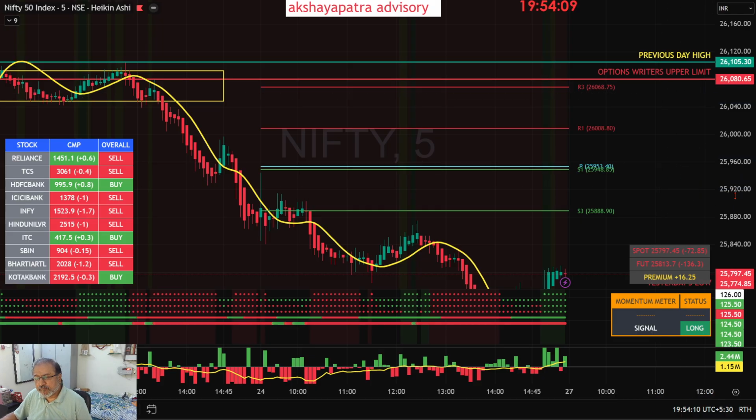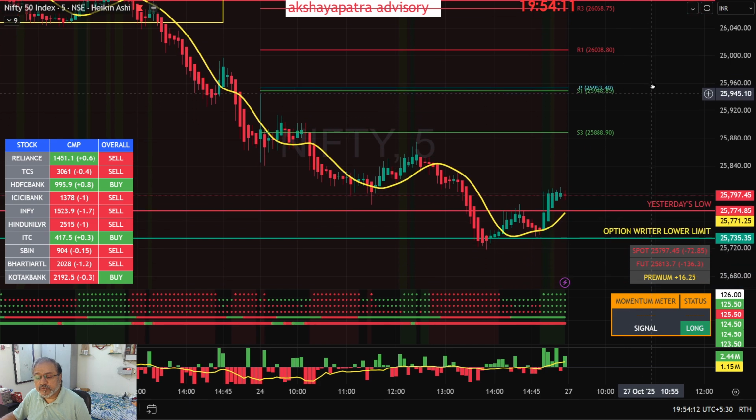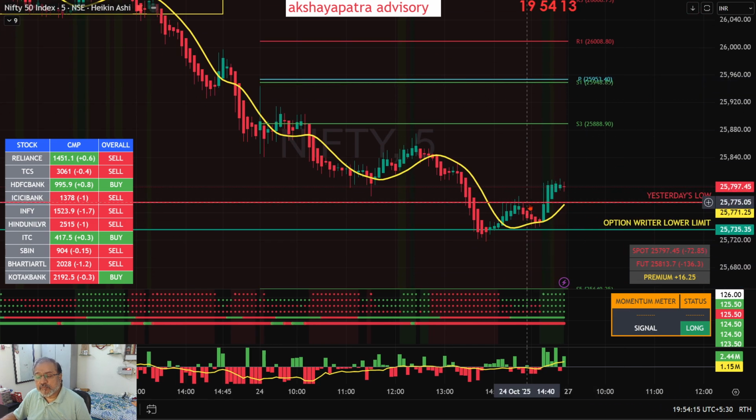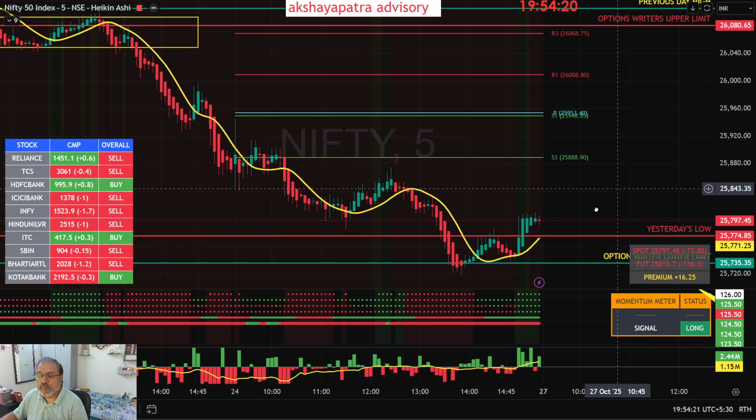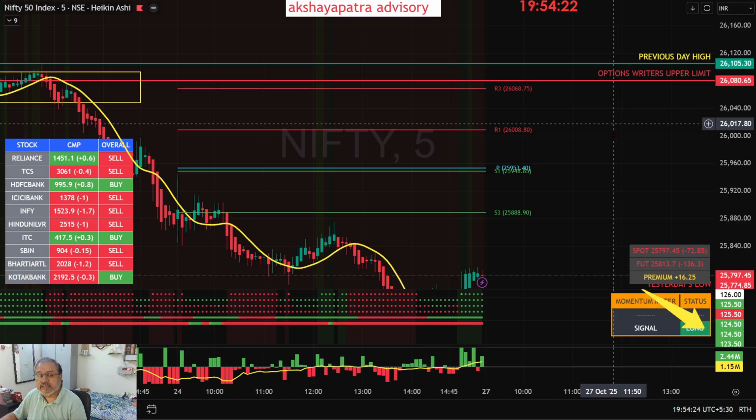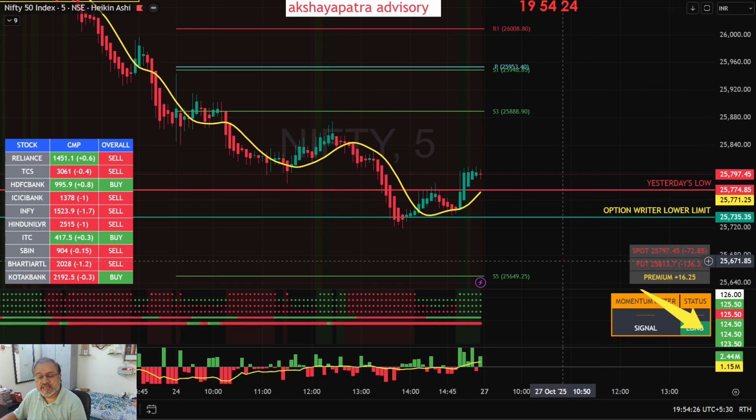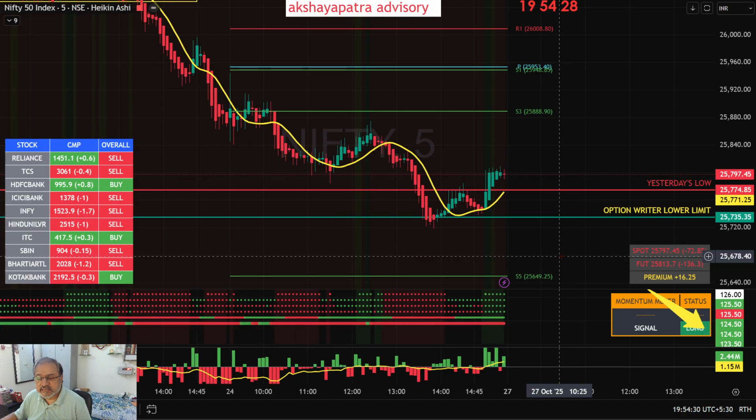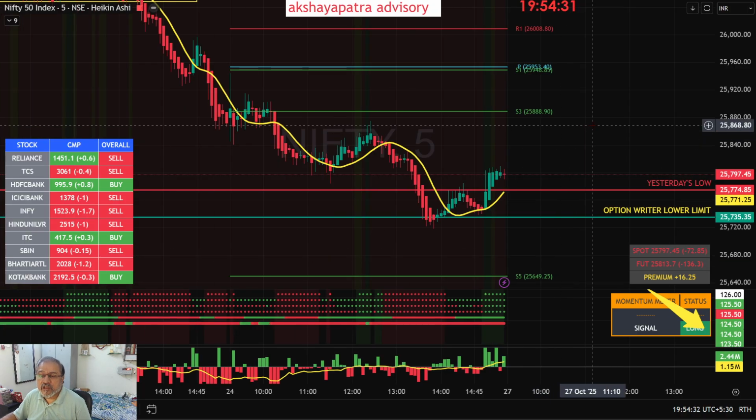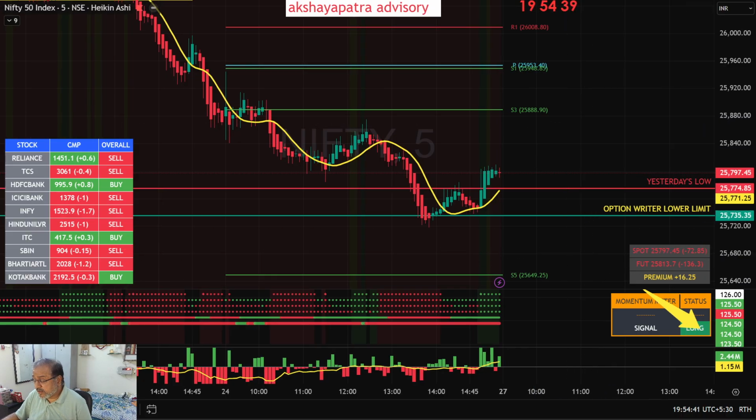So these markings are very important, and usually they become the support and Nifty tries to close above, and then this becomes weak, etc. And the other lines that we also mark are the option rates upper limit and lower limit. This is a rough calculation made on the option prices on the outstanding OI of CE and PE, where the maximum pain for the call writers or option writers is. So this is also marked at the beginning of the day.